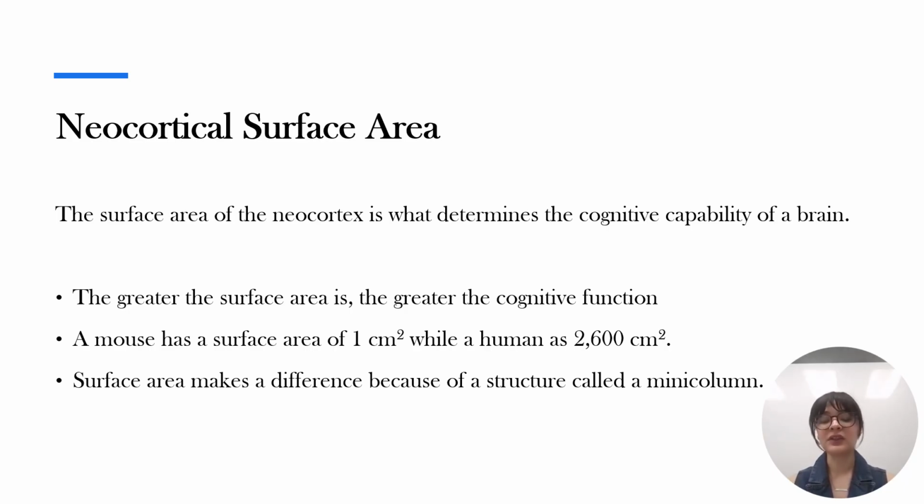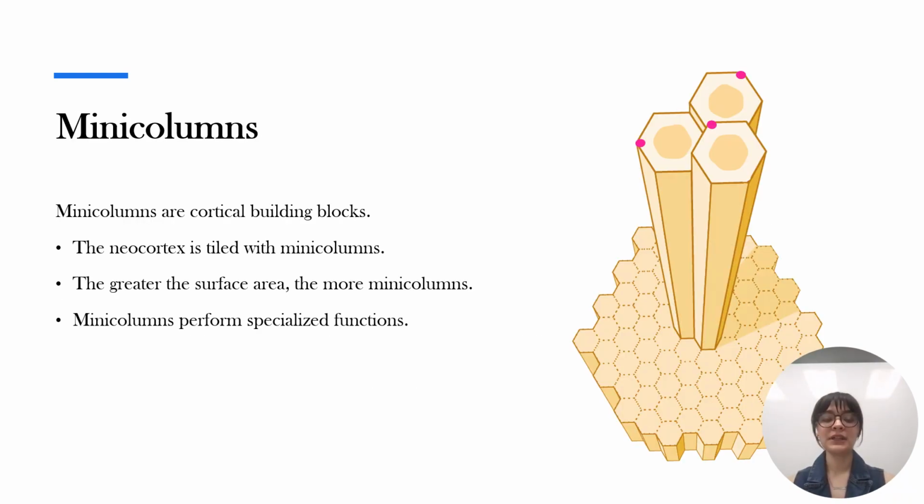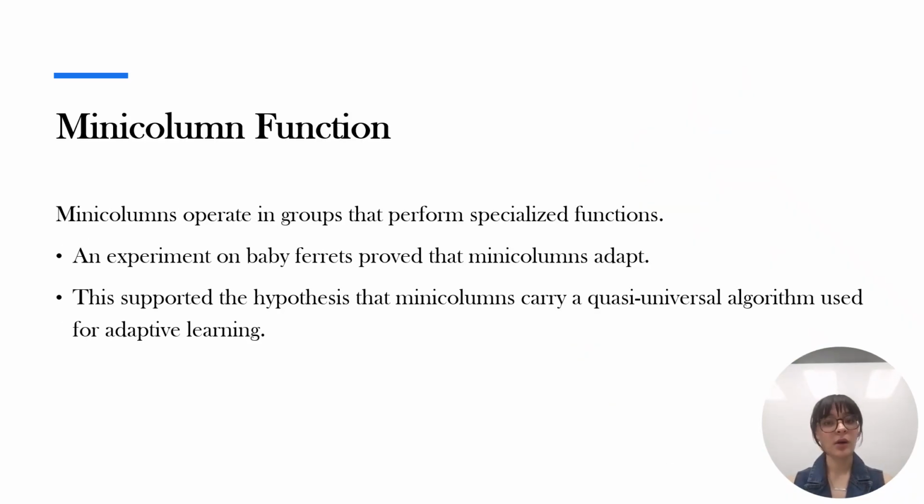Surface area makes a difference because of a structure called a mini-column. Mini-columns are cortical building blocks. Many analogies describe them as Lego bricks. However, a more accurate analogy is that they're like tiles, and mini-columns tile the neocortical surface. So the greater the surface area of the neocortex, the more mini-columns in the brain. These mini-columns perform specialized functions. Mini-columns operate in groups in the neocortex. They form cortical areas that specialize in functions, such as visual or auditory processing.